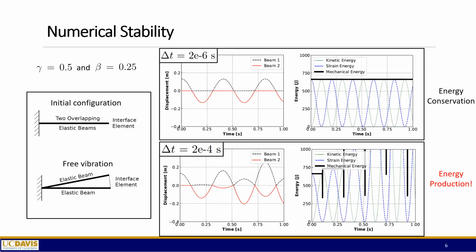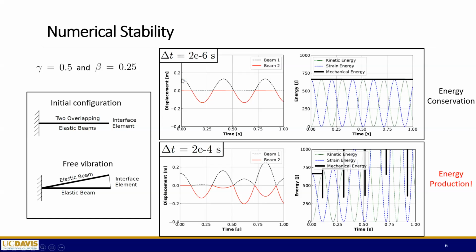Theoretically, because we are using gamma equal to 0.5 and beta equal to 0.25, and there are no other energy dissipation mechanisms in the system, this vibration should go on forever. One beam goes up and comes back and hits the other one, and they just continue this exchange of energy. The total mechanical energy of the system theoretically should remain constant forever. When we use a small enough time step, as I'm showing in these two plots up here, we can see that the motion of the two beams is exactly as we expected.